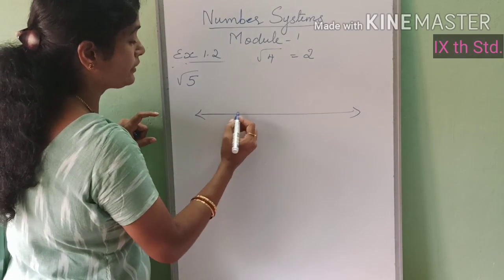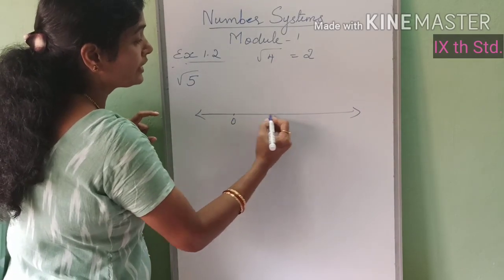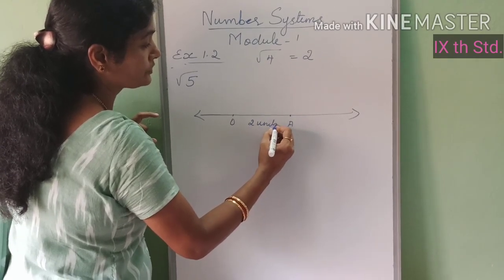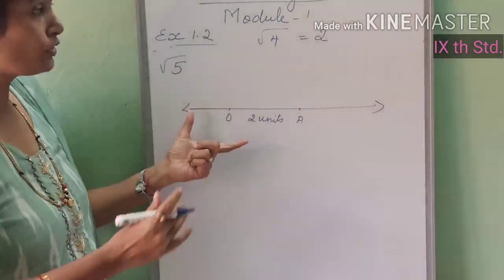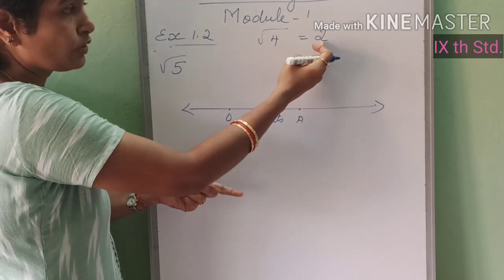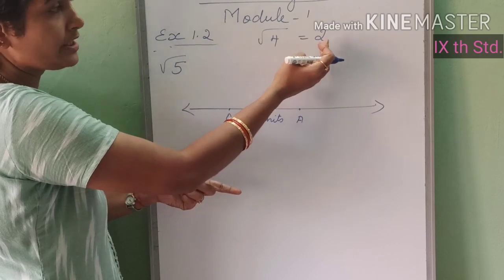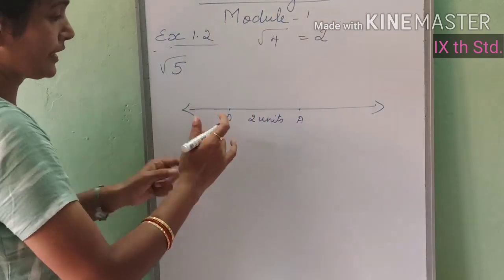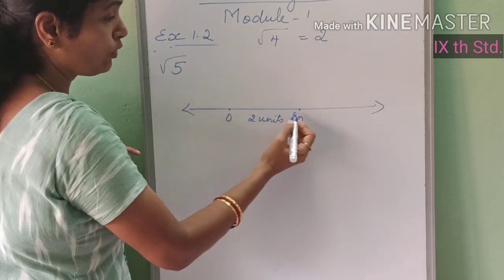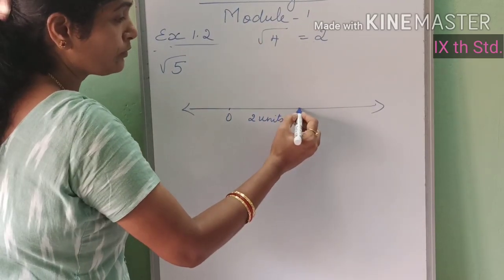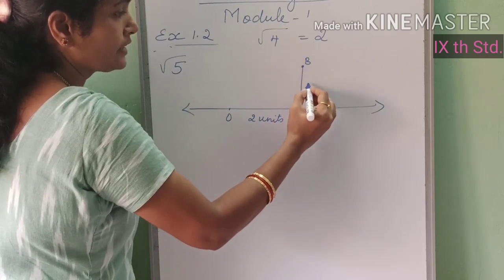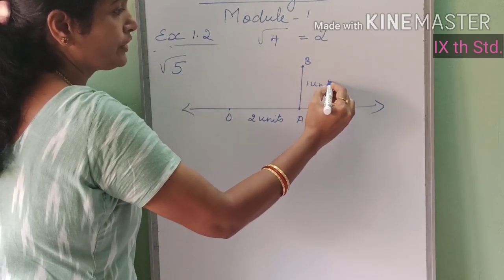We'll draw a line, mark a point O, and take O to A as 2 units. Why? Because we already know that root 5 is more than root 4, that is, its value will be more than 2. Right? So we have got an idea. O to A is 2 units. Then from A, draw a perpendicular, say AB, of 1 unit.